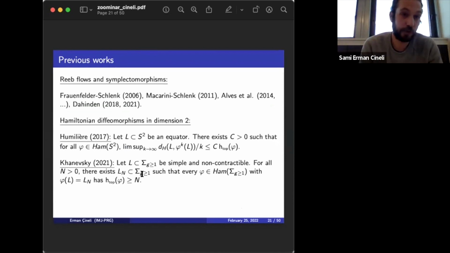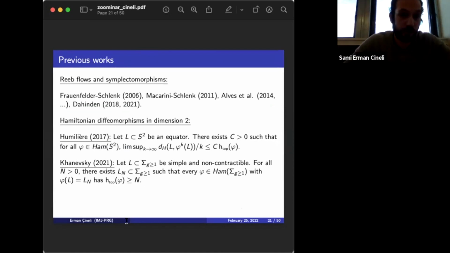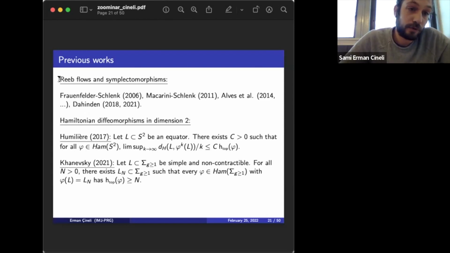Let me go over previous works. The first group is the study of topological entropy for Reeb flows, symplectomorphisms, and contactomorphisms. Frauenfelder and Schlenk work on symplectomorphisms, and show that under some conditions the topological entropy of a symplectomorphism is positive. Macarini and Schlenk, I'm just going to go through them briefly, work in the Reeb setting. They generalize previous positive entropy results for geodesic flows in this paper.